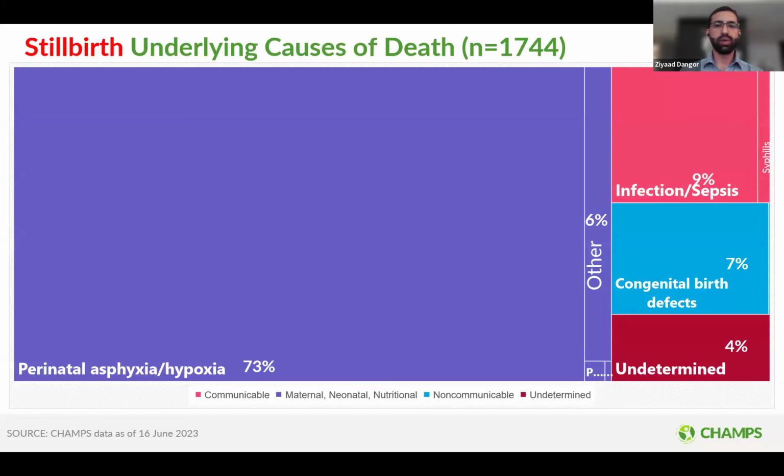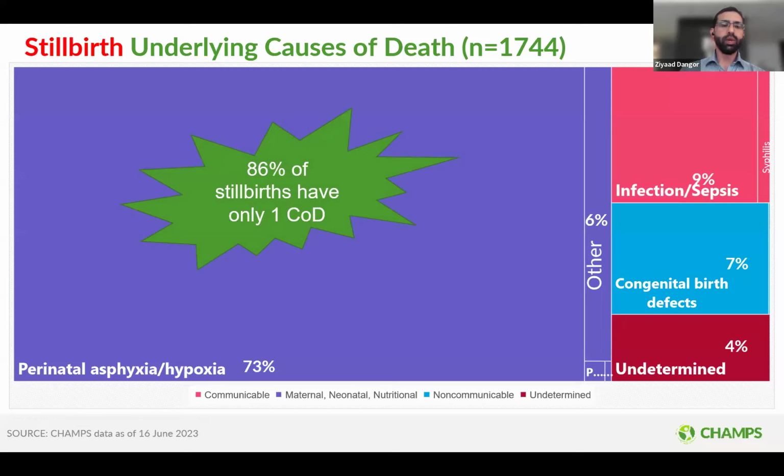So let's look at stillbirths very quickly. When the panel looked at stillbirths, what they found is that in 73% of stillbirths, the cause of death was related to some sort of hypoxic event, whereas in 9% it was some infection cause and 7% was a congenital cause. And most of the stillbirths only had one cause of death. The problem, though, is that when someone looks at the diagnosis of perinatal asphyxia hypoxia, it doesn't tell you anything.